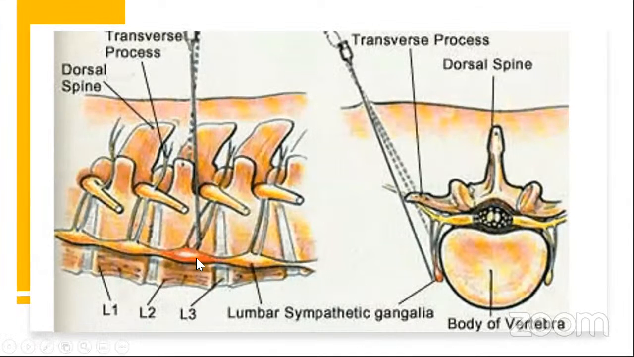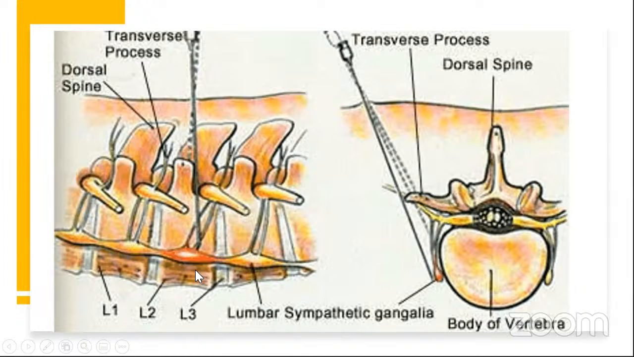This is the lateral view, and this is the anteroposterior view where you insert your needle. Actually, the ganglia are still further at this point here, and then these ganglia are actually at this point, somewhere at this point they would be placed.